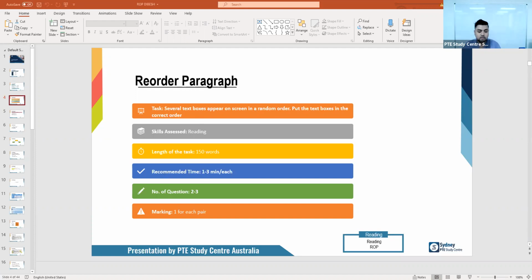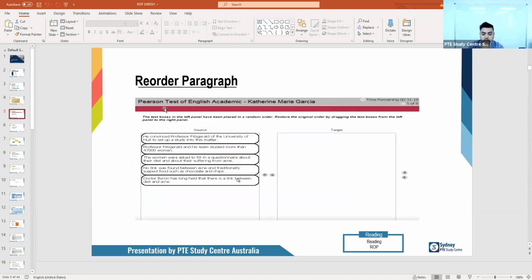So we have understood what reorder paragraph means so far. And also we have understood the marking criteria. We have understood how much time we need to spend: 3 minutes maximum, not more than that, because it's a medium priority task. And the number of questions you will get in the exam is 2 to 3, not more than that. And the score is going towards your reading section only.